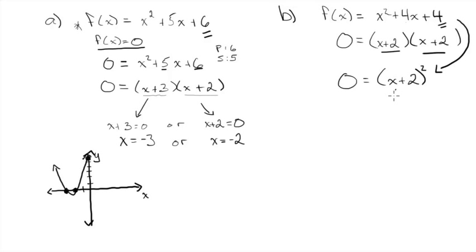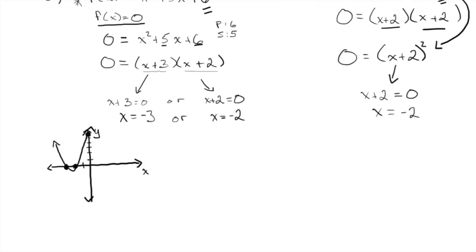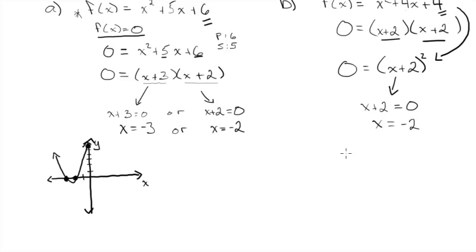So now you just have one thing that's equal to 0. So if x plus 2 squared is equal to 0, that will occur when x plus 2 is equal to 0, right? If you square something and you get 0, that thing must be 0, which means x must equal -2. So we only have one x-intercept. So hopefully you remember why that occurred.